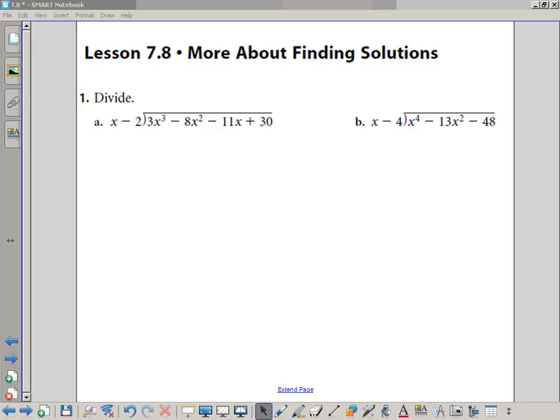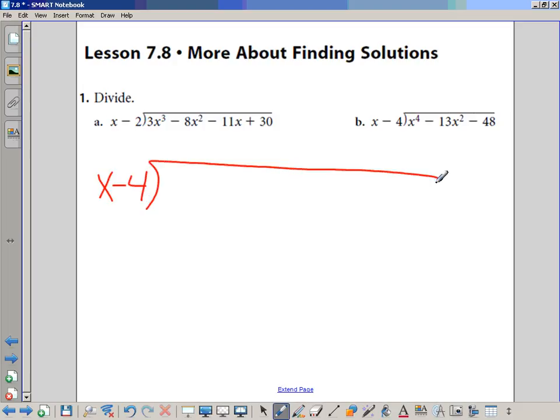This is 1b from the 7-8 green worksheet. So I'm going to rewrite 1b, and we're dividing x minus 4 into it. Now before you start long division, it's helpful to fill spots or hold places with zeros. And here's what I mean.